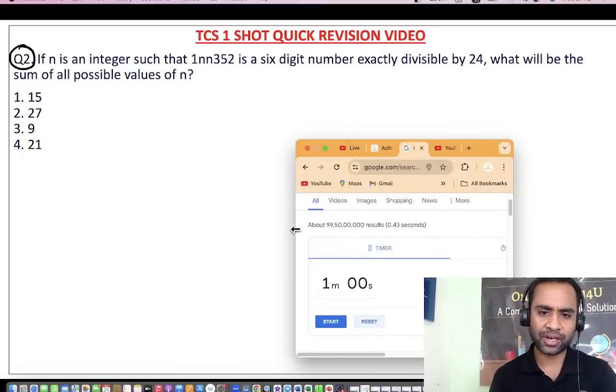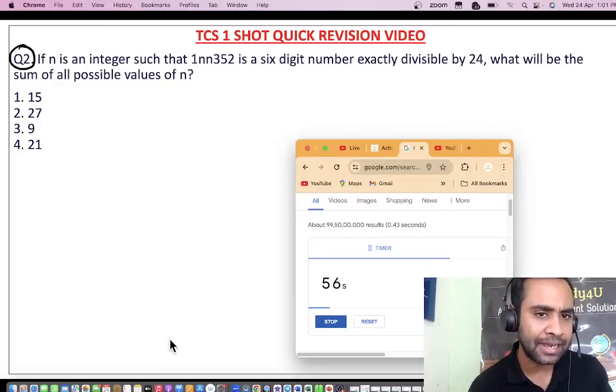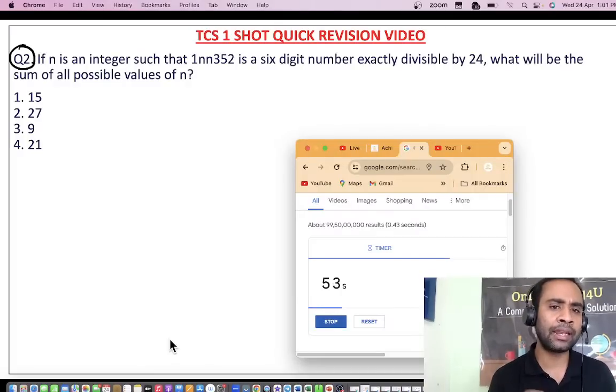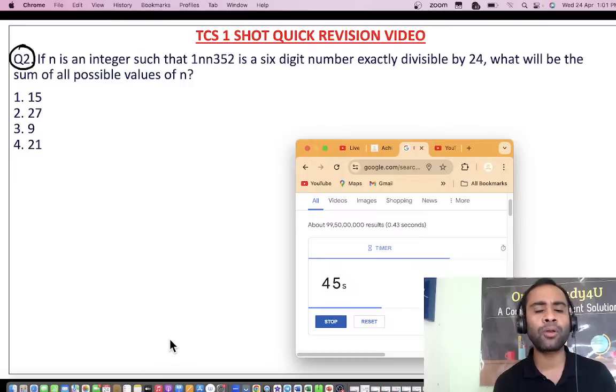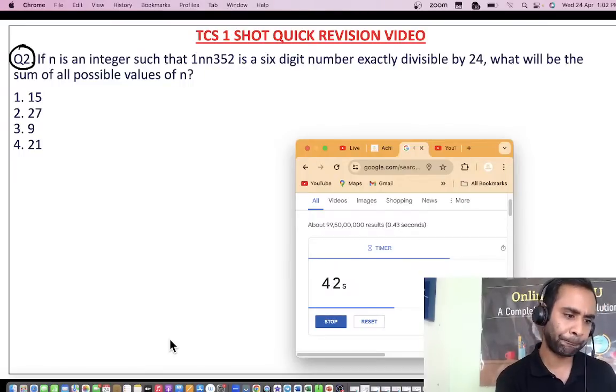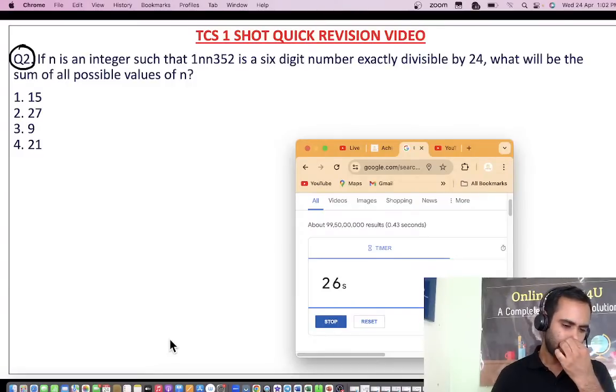Okay. Now question number 2. So question number 2, it's a TCS NQT problem. If n is an integer such that 1n352 is a 6-digit number exactly divisible by 24, what will be the sum of all possible values of n? Okay. So Ram Bharat has already given the answer. Very good, Ram Bharat.